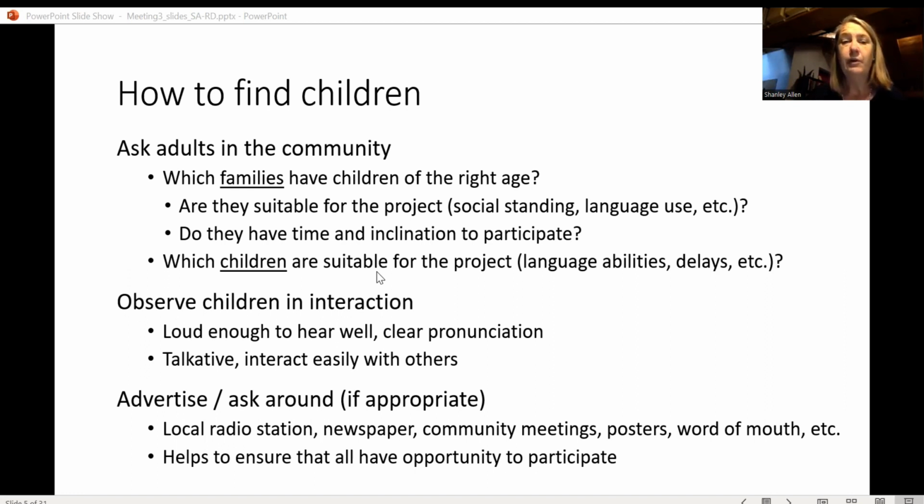Which children are outgoing, which children like interacting with people, which children like talking, which children are afraid of the camera, all of those kinds of things that adults in the community should be able to tell you.